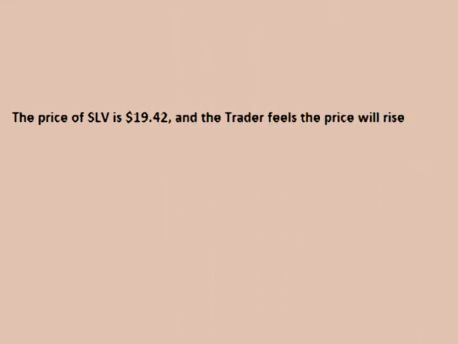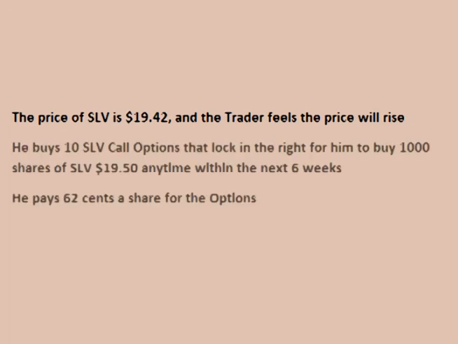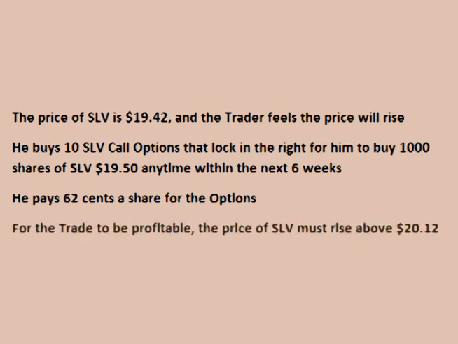So let's recap. The price of SLV is 19.42, and the trader feels the price of SLV will rise within the next few weeks. Therefore, he buys 10 SLV call options that expire in 6 weeks. The options lock in the right to buy SLV for 19.50. This means that for the trade to be profitable, within the next 6 weeks, the price of SLV needs to climb not just above the strike price, but far enough above the strike price that the difference the trader makes in profit is enough to cover the original upfront cost to buy the option contracts.